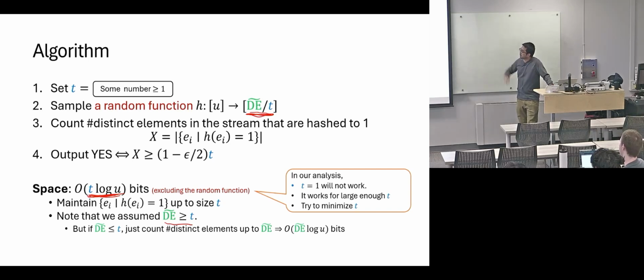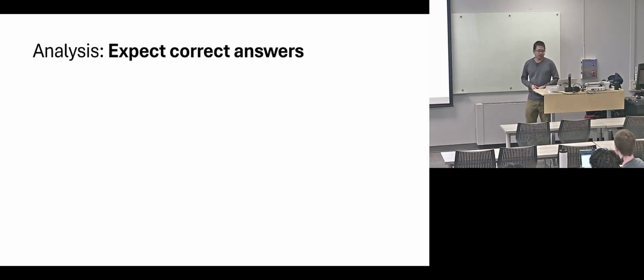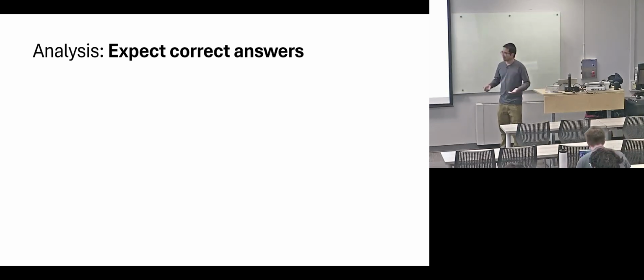Okay, so now we just need to analyze this. The algorithm is quite straightforward, but why it's correct is not clear at all right now. The analysis will have two steps. The first step, whenever we have a randomized algorithm, is almost like just checking that in expectation this makes sense. So at least we expect the correct answers.